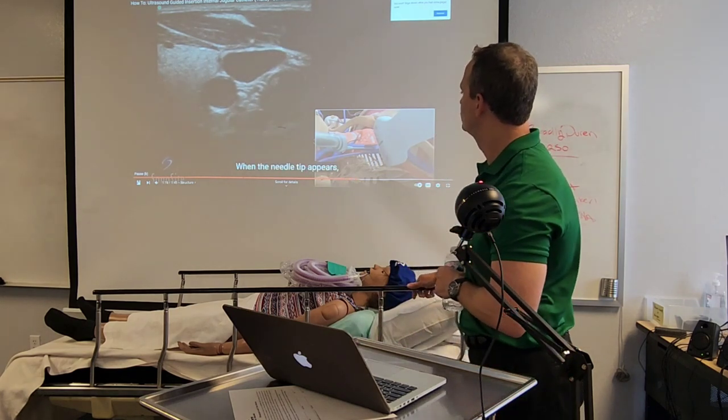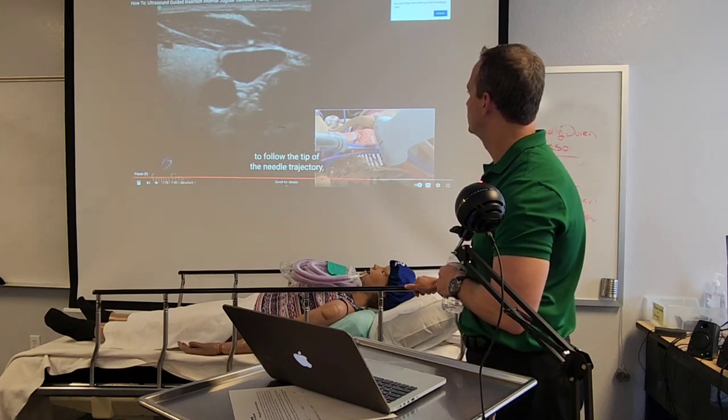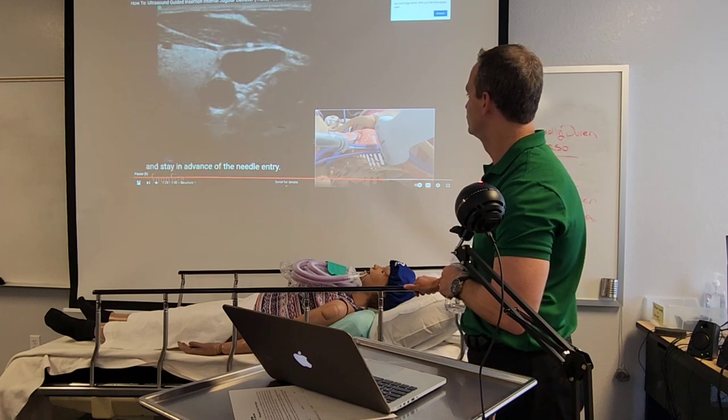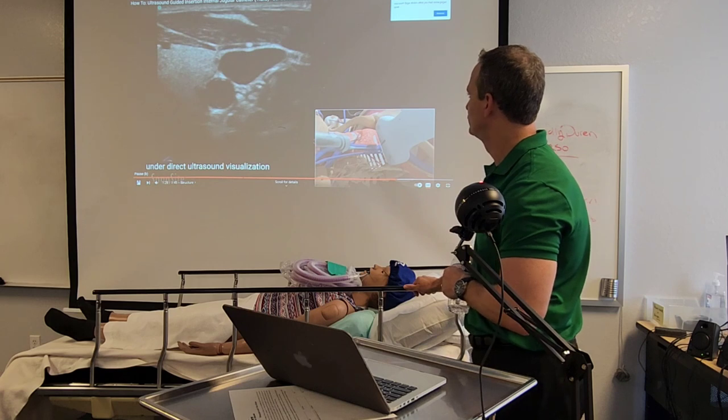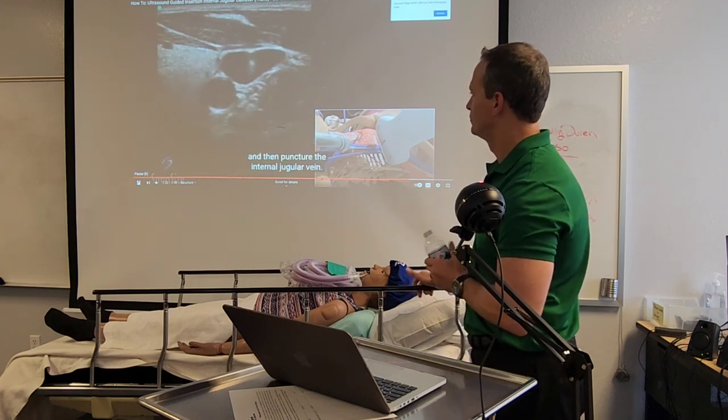When the needle tip appears, the transducer should be advanced a short distance distally to follow the tip of the needle trajectory and stay in advance of the needle entry. The needle is slowly advanced under direct ultrasound visualization until the tip is seen to indent and then puncture the internal jugular vein. There you go.